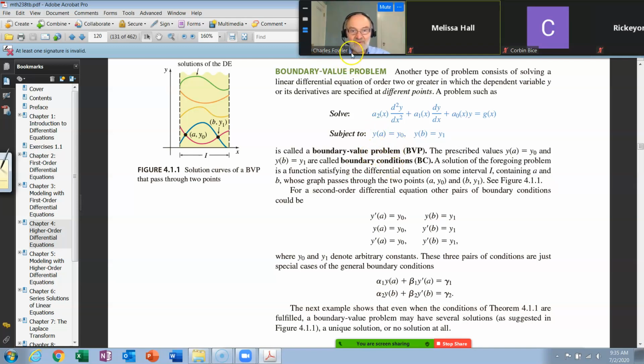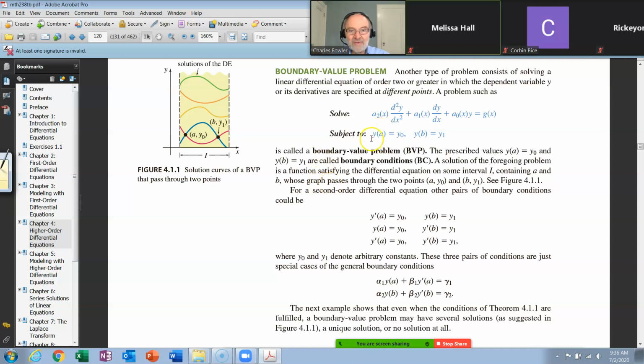a sub 2 of x times the second derivative of y with respect to x plus a sub 1 of x dy dx plus a sub 0 of x y is equal to g of x. Now, again, as long as a sub 2 of x is a continuous function everywhere on the interval, a sub 1 of x a continuous function everywhere on the interval, a sub 0 of x a continuous function everywhere on the interval, and g of x a continuous function everywhere on the interval. But here's the problem.